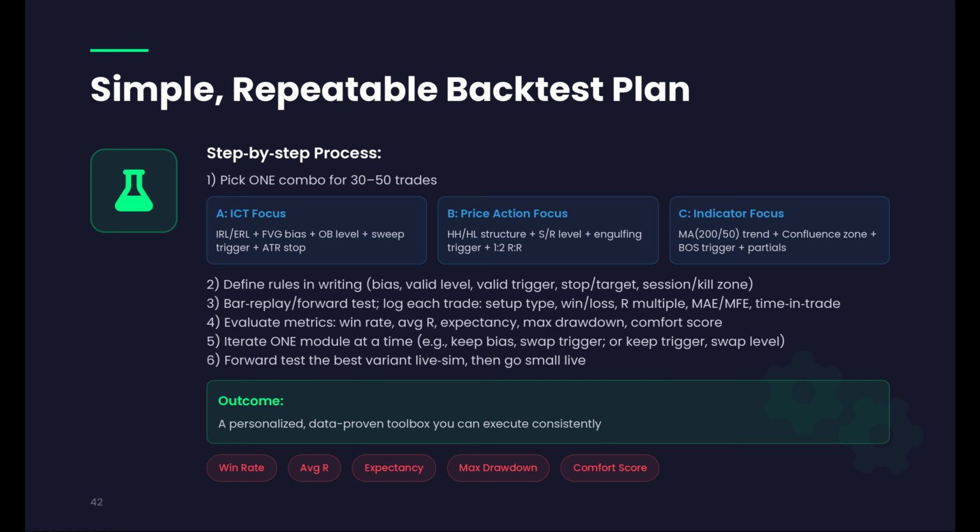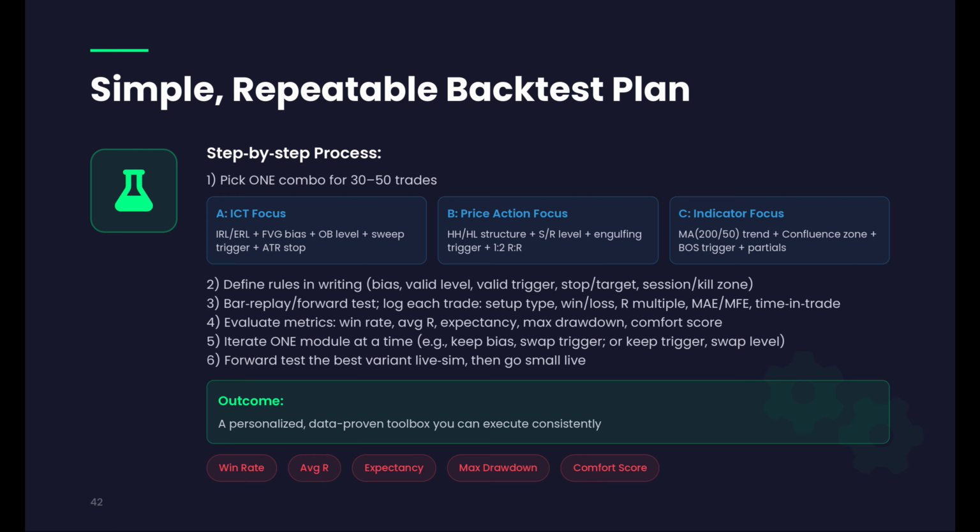Pick one combination for 30 to 50 trades. Notice I said one, not 3 different approaches simultaneously, not I'll try ICT this week and Fibonacci next week. One specific combination tested consistently across 30 to 50 trades minimum. Let me give you 3 examples of complete combinations.